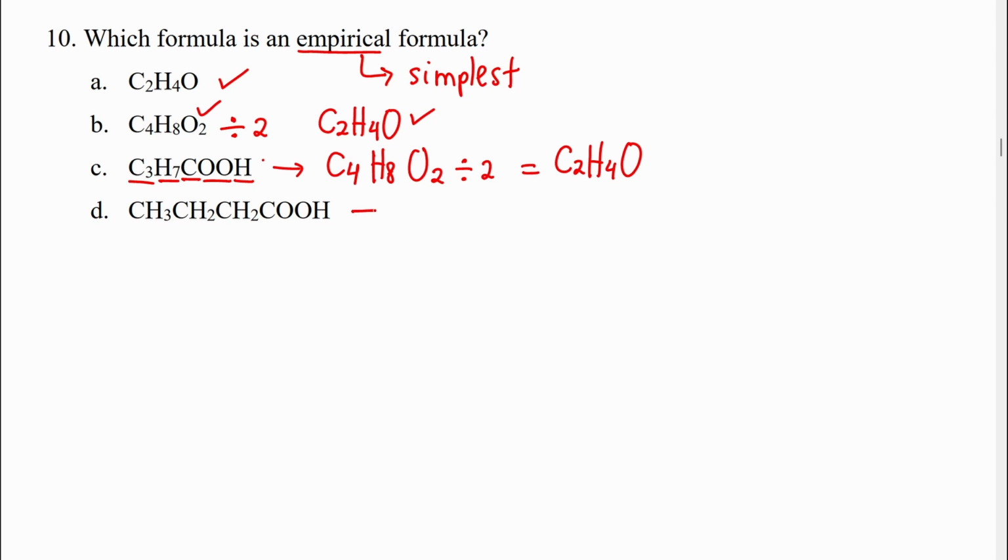What about option D? This is how many C? 1, 2, 3, 4. So C4, how many H? 3 plus 2, 5, 7, 8. So H8 and how many oxygen? O2. It is the same with option C. So you divide by 2, you will also get C2H4O, right? So this is not the empirical formula, but molecular formula. So the correct answer here is A.